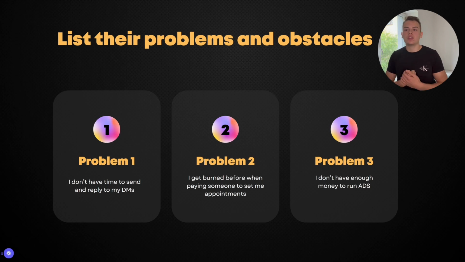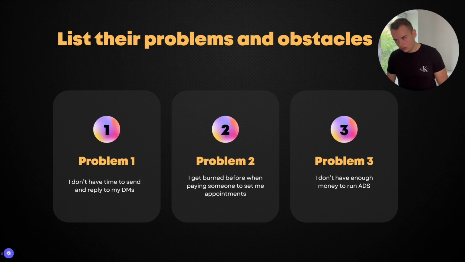So list their problems and their actual obstacles, okay? Problem 1: I don't have time to send and reply to my DMs. For example, that is what people are struggling with. You find some person that wants to book more sales calls, but they're saying, I just don't want to send DMs, I don't have time to actually reply to this. You will just take the problem and flip it. You will say, okay, I will send all of those DMs and I will actually reply to all of them. So you just need to jump on those sales calls, okay?